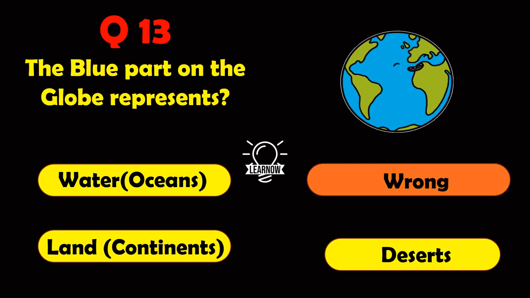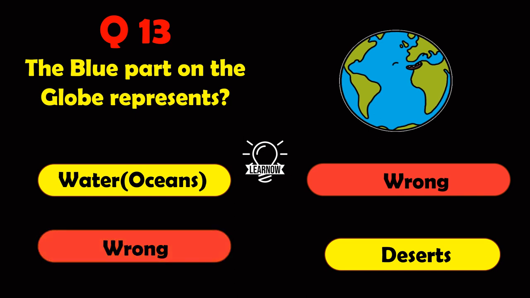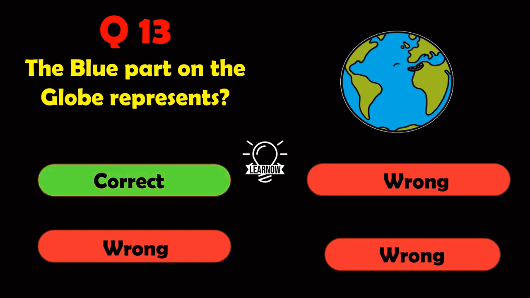Water, continents is wrong. Land, continents is also wrong. Is it desert then? Desert is also wrong. So water, oceans is correct, right? So the blue part on the globe shows us the oceans or the water present on Earth. Let's go to the next question.